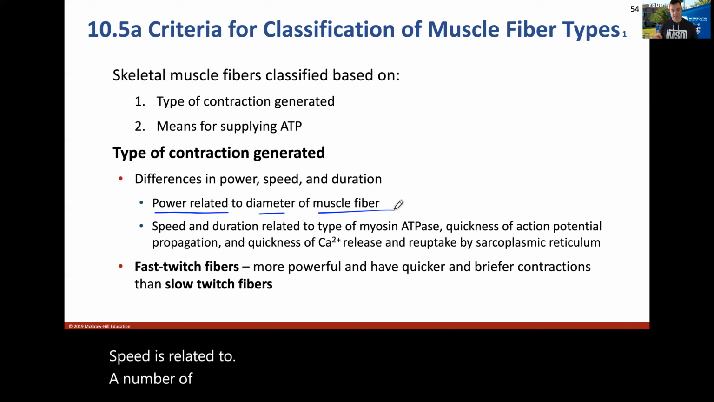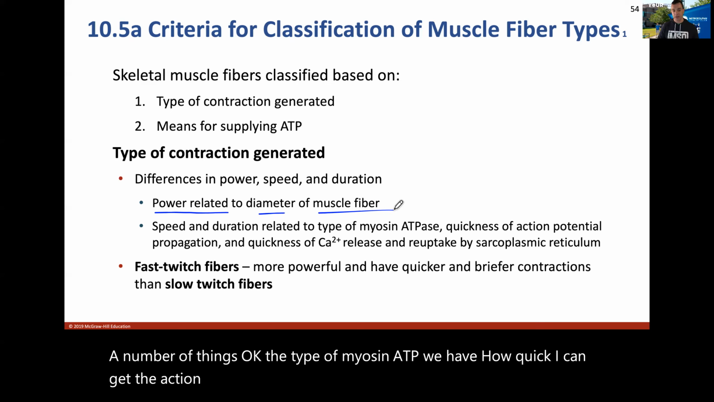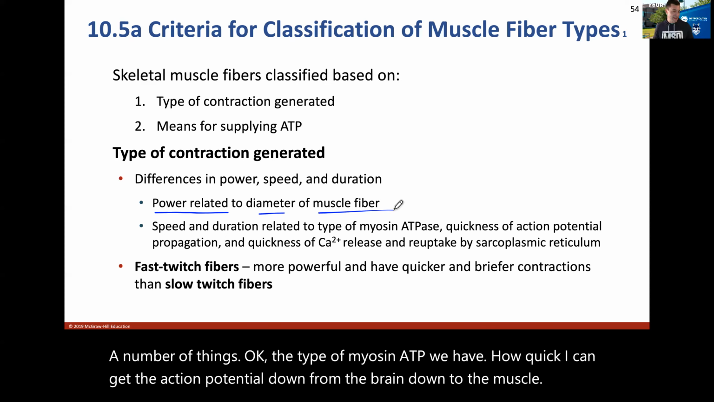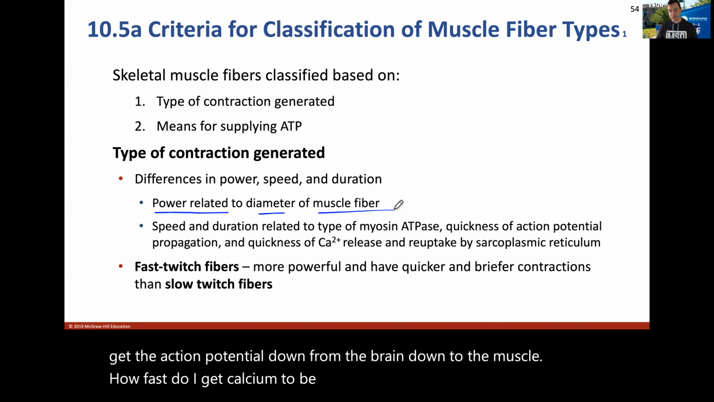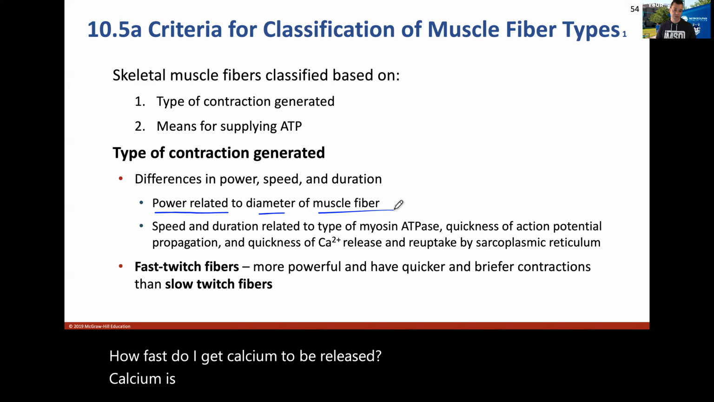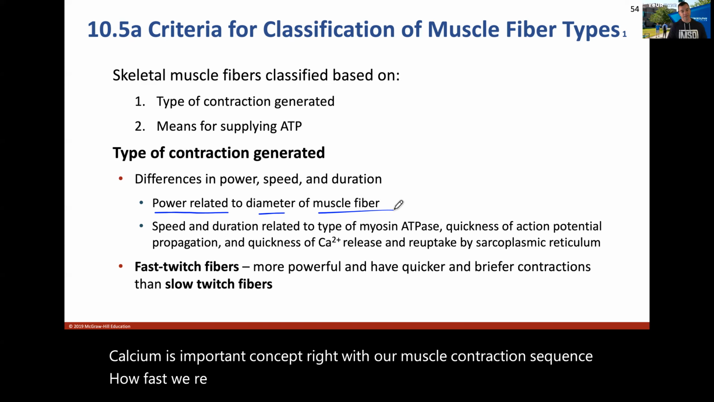Speed is related to a number of things. The type of myosin ATPase we have, how quick I can get the action potential down from the brain down to the muscle. How fast do I get calcium to be released? Calcium is an important concept, right? With our muscle contraction sequence. How fast do we reuptake it? How fast can I do it again?